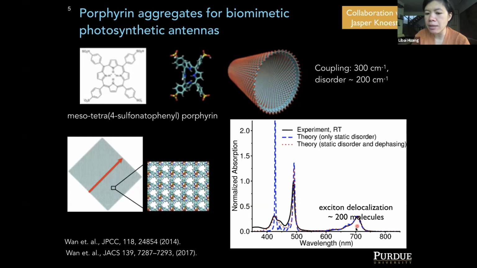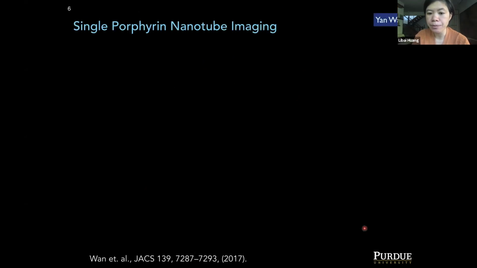The exciton band has many states in it. The lower energy states are the ones that are more important for transport. Those are actually more localized. They are roughly delocalized over 10 molecules.